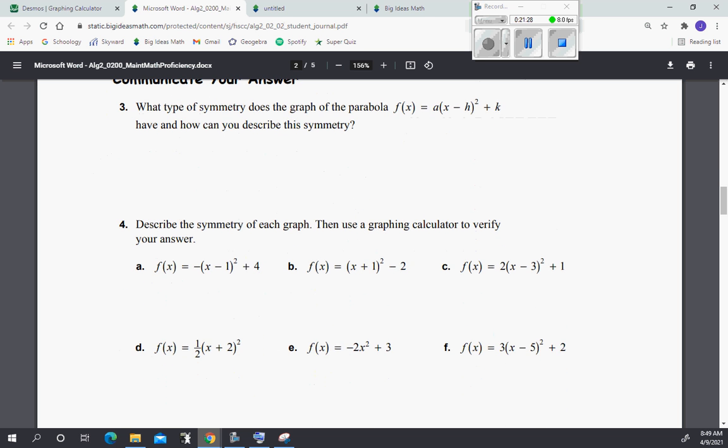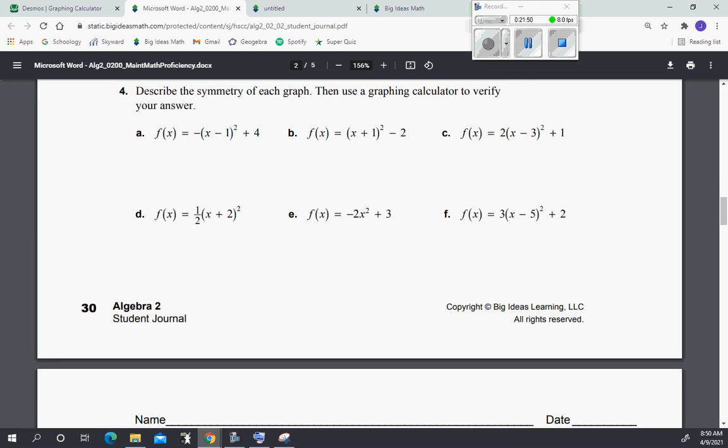What type of symmetry does the graph of a parabola have? Well, it's always our vertex, right? H, K. Actually, our axis of symmetry is always going to be x equals whatever H is. That's our axis of symmetry when given that graph.